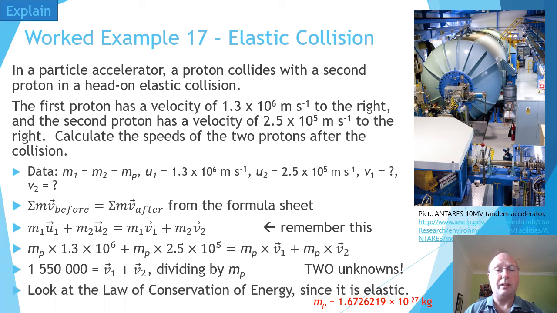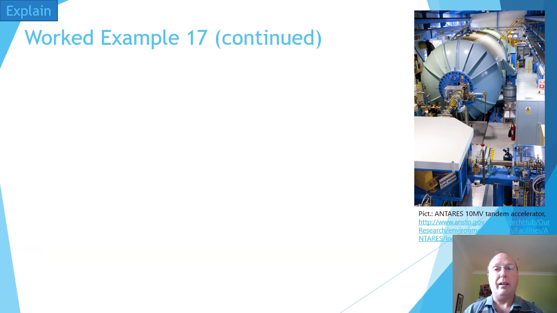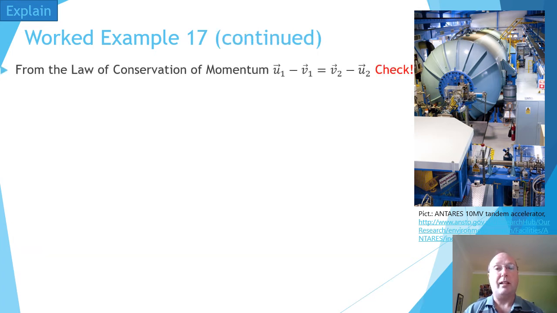Well, we need to look at the law of conservation of energy since it's an elastic collision. And so because it's an elastic collision, we know, from the law of conservation of momentum, u1 minus v1 equals v2 minus u2. Just check that. Remember, we've deleted mass of a proton from both sides of the equation.